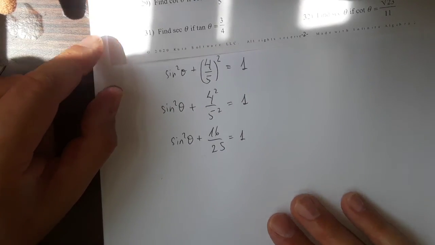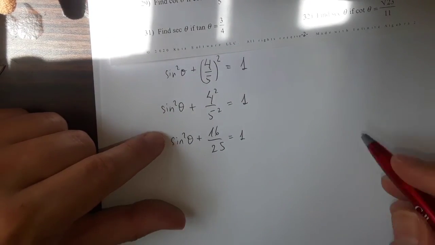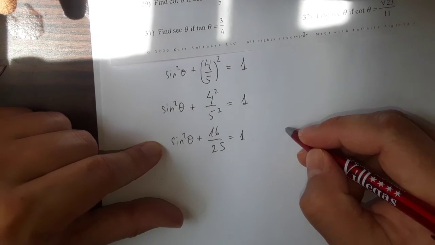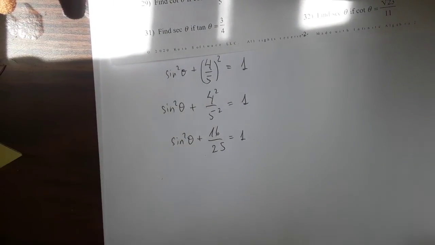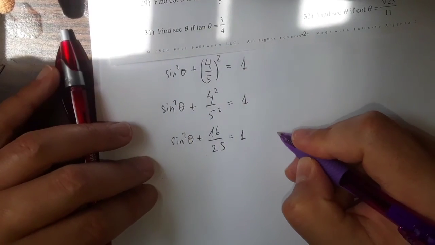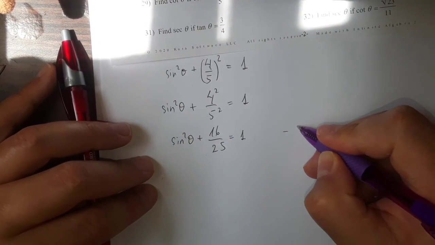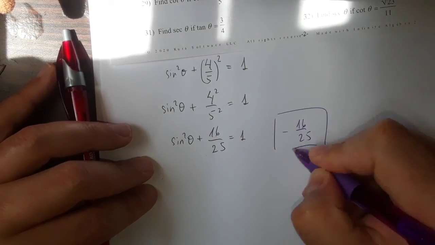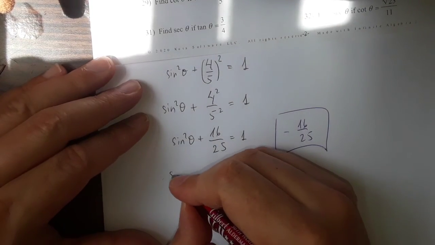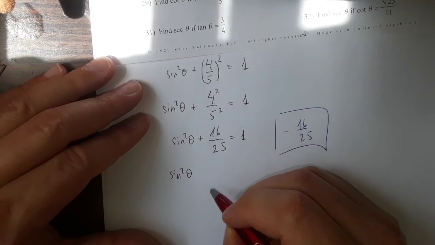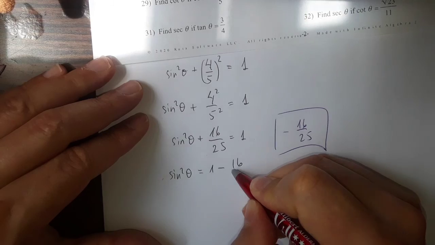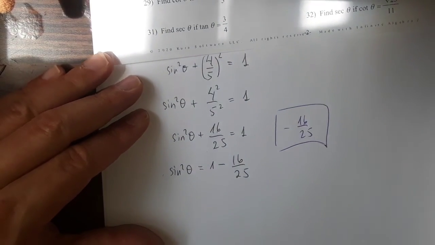Now, next step, this goes to the other side, subtracting both sides minus 16 over 25. That's what we're doing on both sides. And then what we get is sine squared of theta equals 1 minus 16 over 25, right?